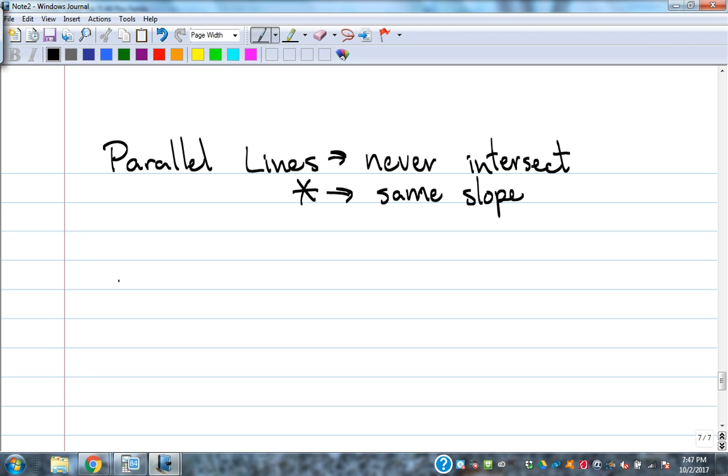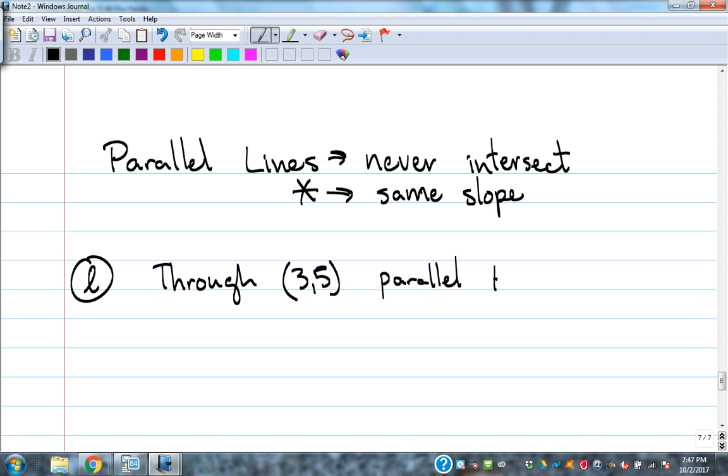Okay, so L, are we on L? All right. So let's say we want to write the equation of a line that goes through the point (3, 5) parallel to 2x plus 5y equals 4.